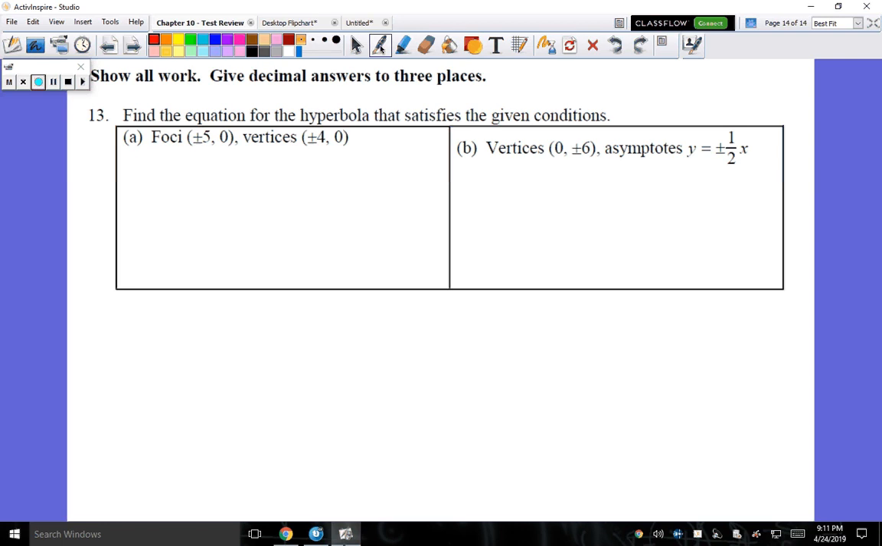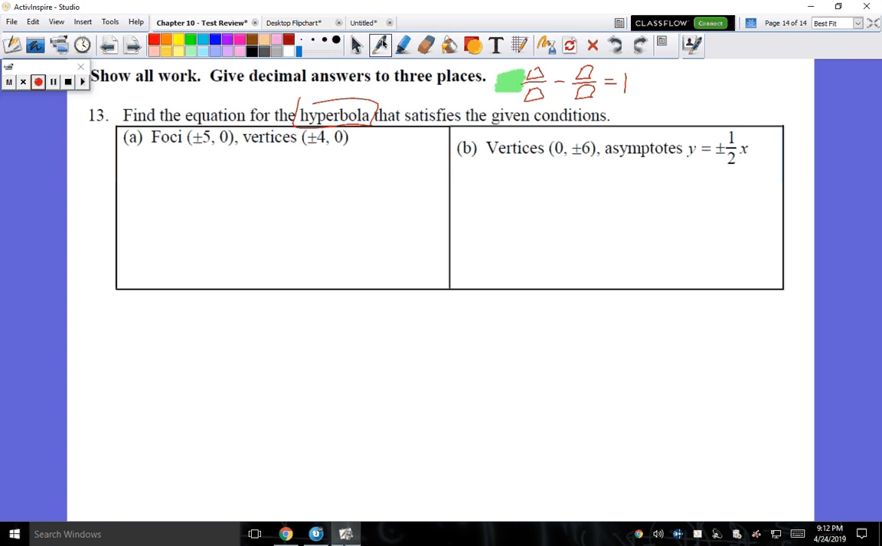Find the equation of the hyperbola that satisfies these conditions. So hyperbolas are these fractions where one is positive and it's subtracting the other, and it's set equal to 1. Order matters. Whichever one is the positive will tell you whether it's looking up and down or left and right.